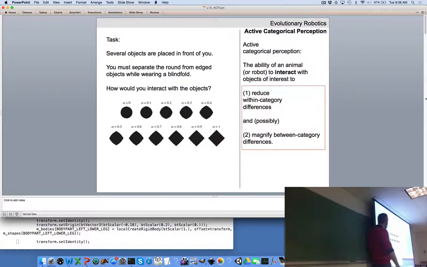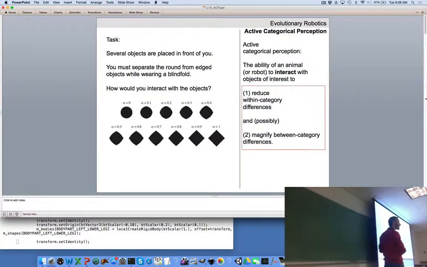And the kind of change that it's going to try and force is it's going to try and reduce within category differences. So things that initially might feel the same, the robot is going to move in such a way that objects that belong to the same class feel similar. And it's going to try and magnify between category differences. So as this robot grasps objects which belong to different classes, it's going to manipulate those objects in a way so that the feeling generated by these objects that belong to different classes are magnified. All right, we'll look at that in a moment.